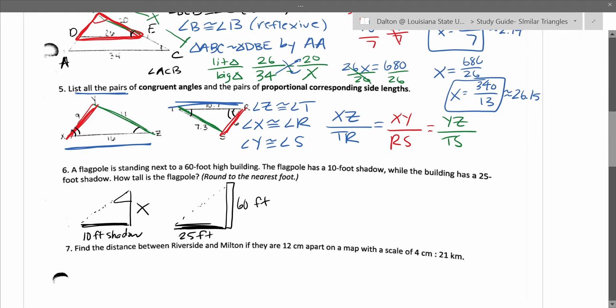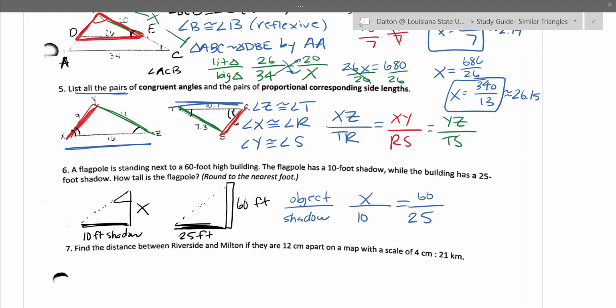So let's do object is being compared to its shadow. So the first object is the flagpole, which is X. The shadow of the flagpole is 10. That ratio should equal the second object, which is the building, which is 60 feet, over its shadow, which is 25 feet. And this isn't the only way to set up the proportion. You could have easily done little triangle to big triangle and you would still get the same answer.